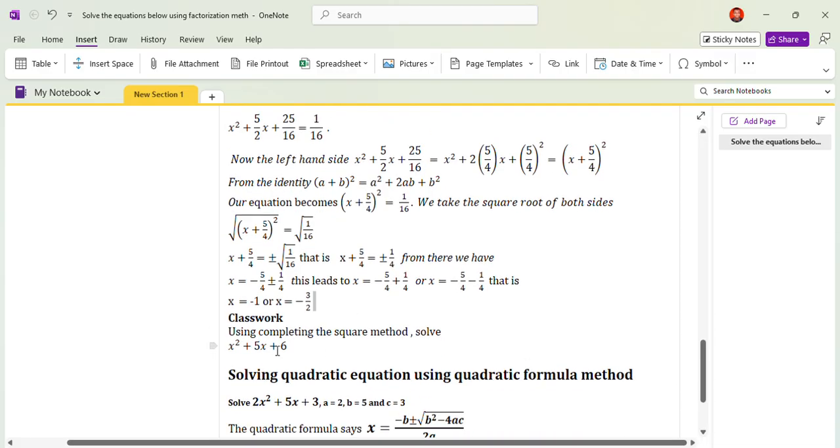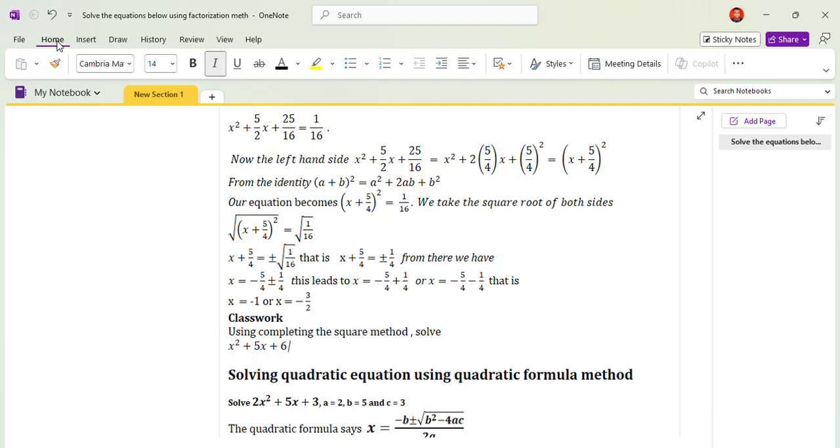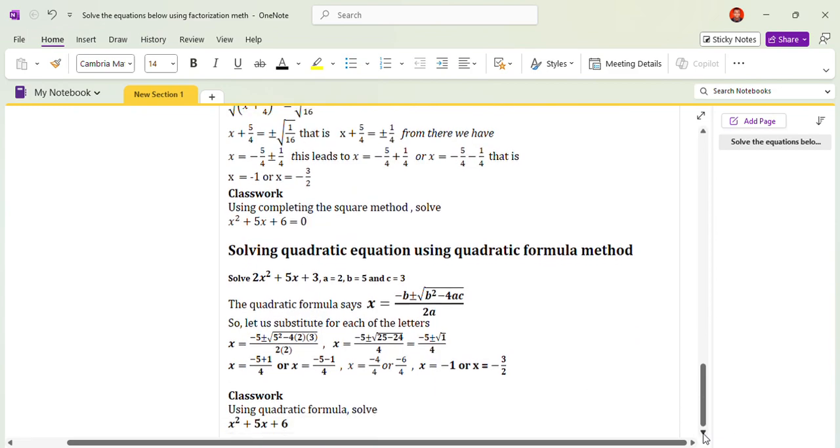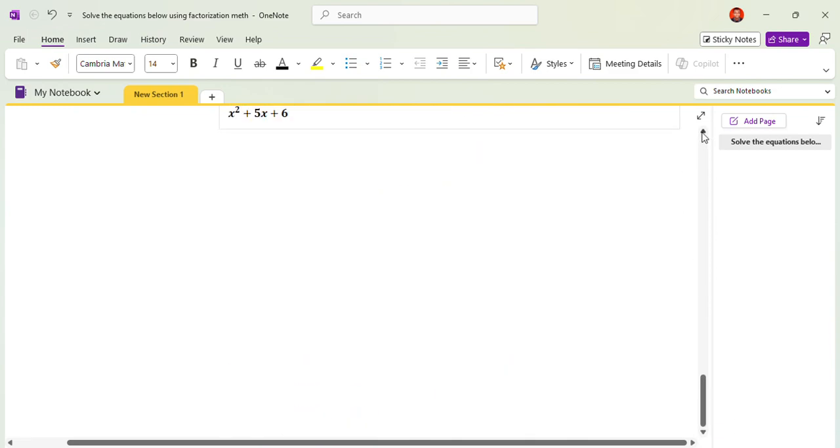Now, classwork: using completing the square method, solve x squared plus 5x plus 6 equals 0. Okay, so now that is that. So drop your answer in the comment section. I will attend to it.